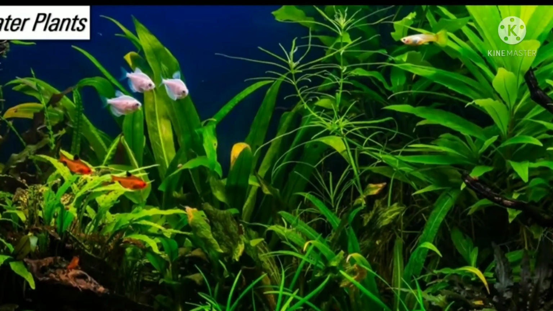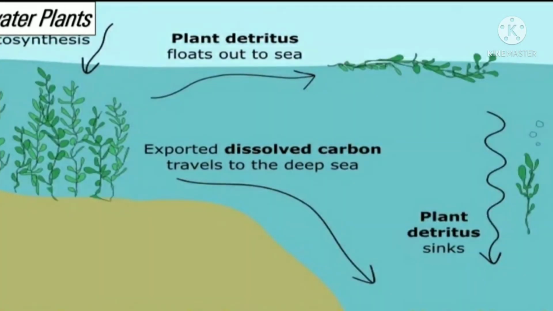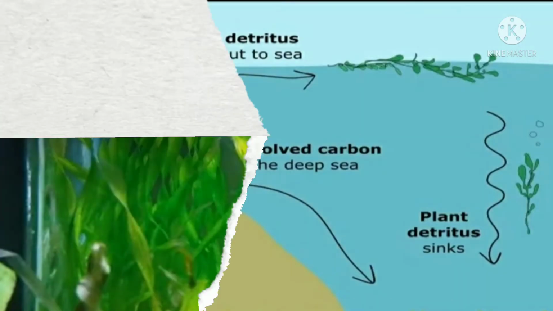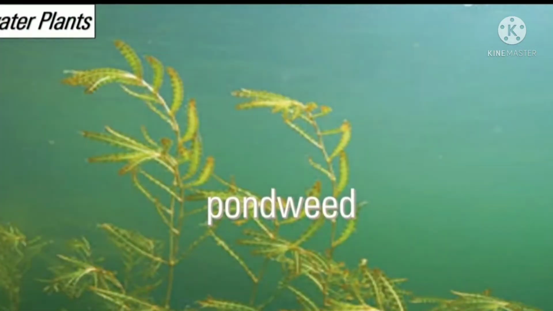Children, if they don't have stomata, how do they breathe? Yes, their leaves absorb gases dissolved in water directly through their surface. Tape grass and pondweed are examples of underwater plants. Okay.